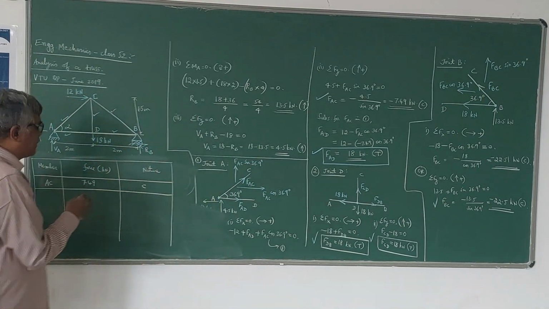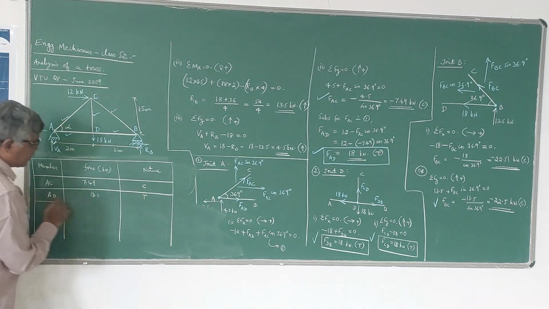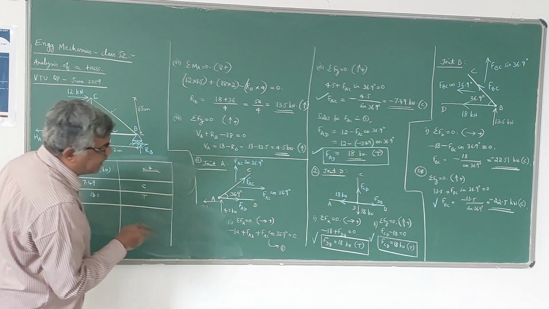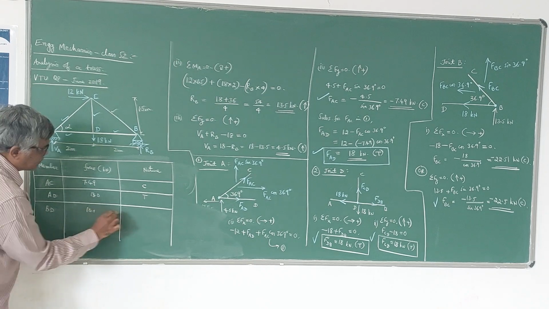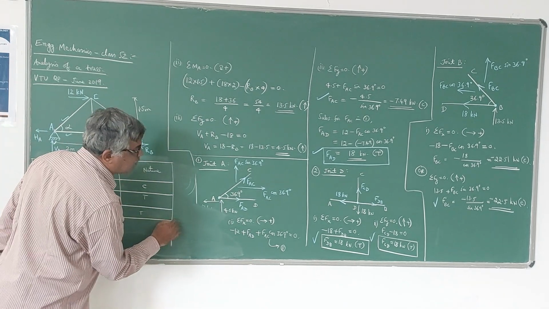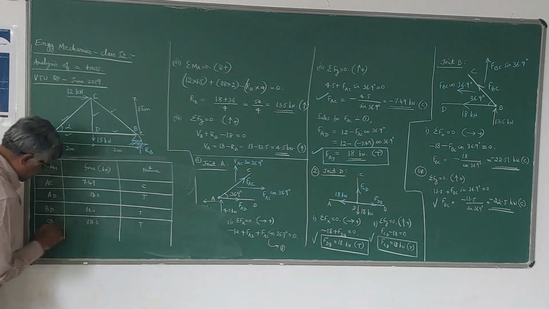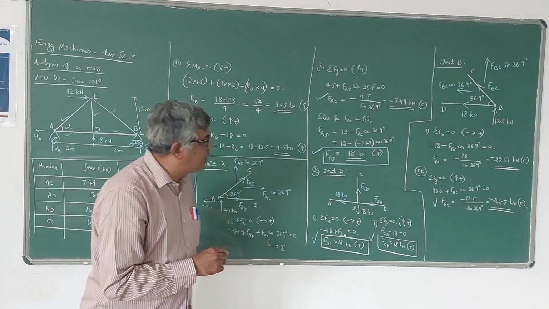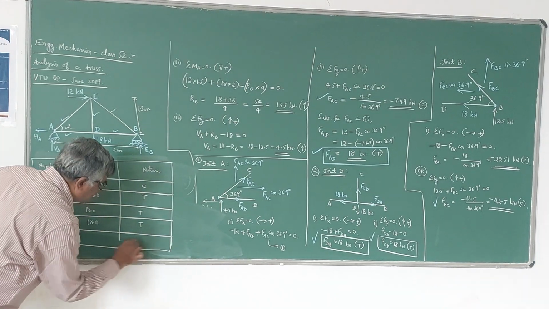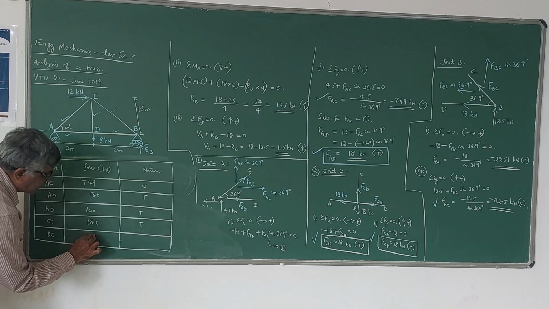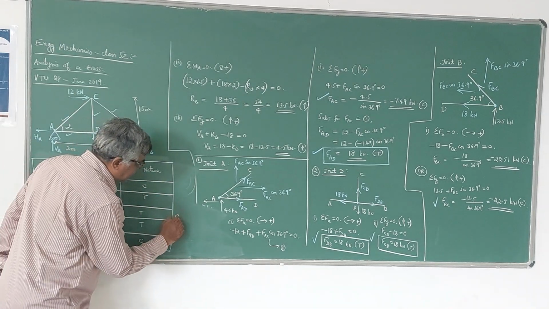Next AD, 18 kilonewton. It is tension. Whatever you have got, just tabulate it. Next BD or DB. It is also 18 kilonewton. It is also tensile force. Then you have CD. It is also 18 kilonewton. That is also tension. And lastly, you have the force in the member BC, 22.5, which is compression. So this is how we have to tabulate the values.